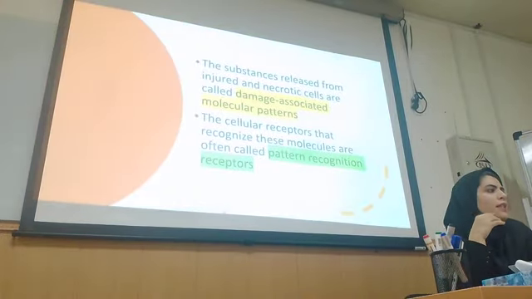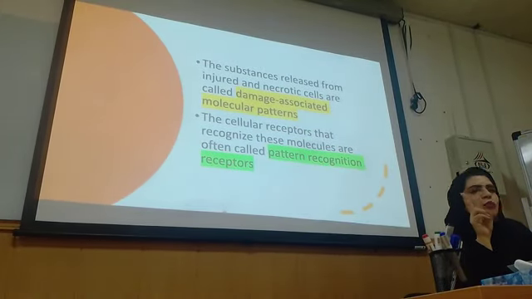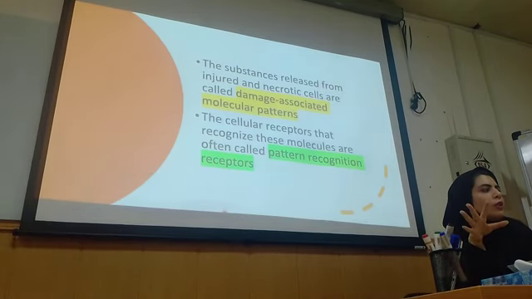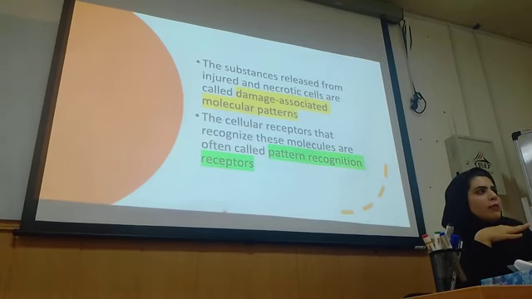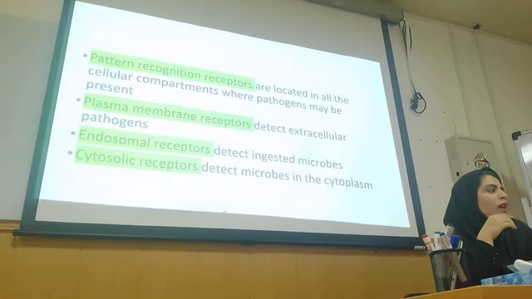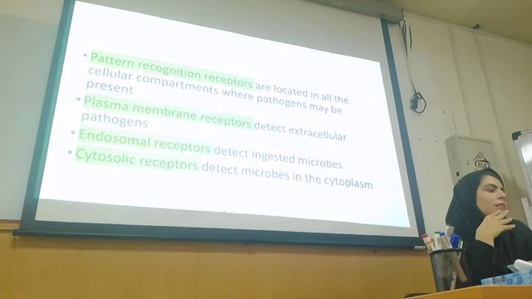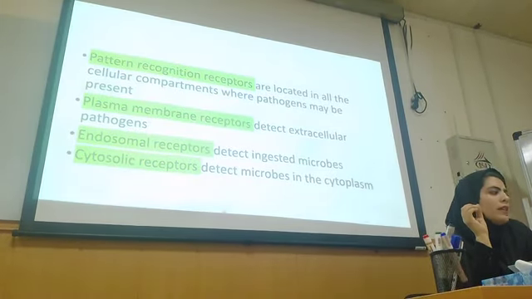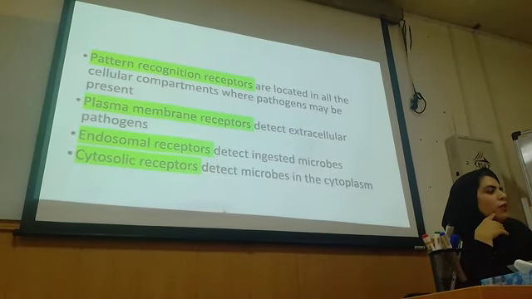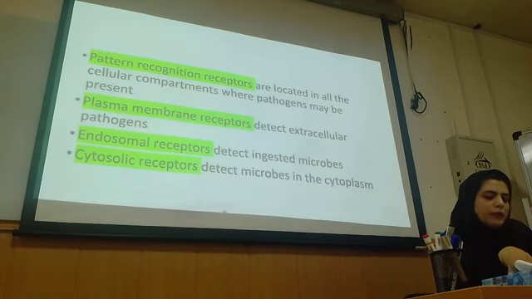Okay, and the substances released from injured and necrotic cells are called damage-associated molecular patterns. So we have two molecular patterns, pathogen-associated molecular pattern and damage-associated molecular pattern. The cellular receptors that recognize these molecules are called pattern recognition receptors. Pattern recognition receptors are located in all the cellular compartments where a pathogen may be present. They may be present in the plasma membrane, which detect extracellular bacteria or extracellular pathogens. We have endosomal receptors, which detect ingested microbes, and cytosolic receptors, which detect microbes in the cytoplasm. So the receptor may be in all of the cell compartments.